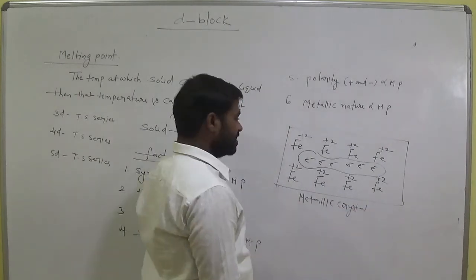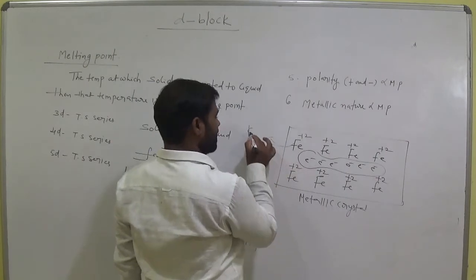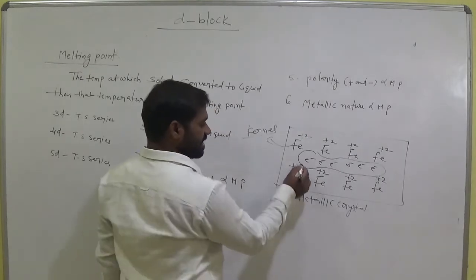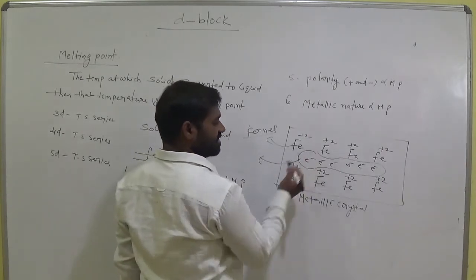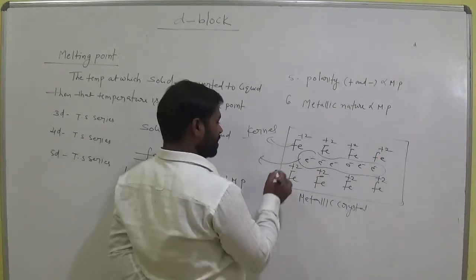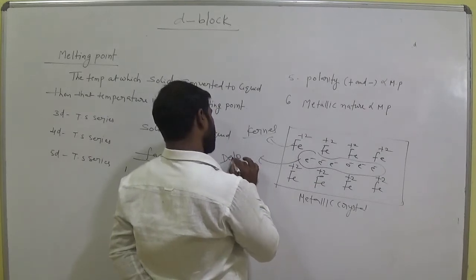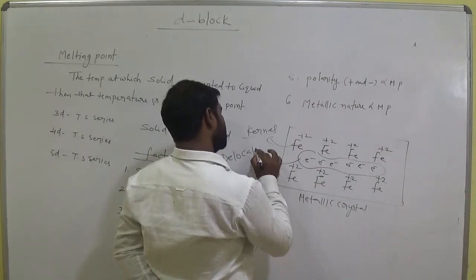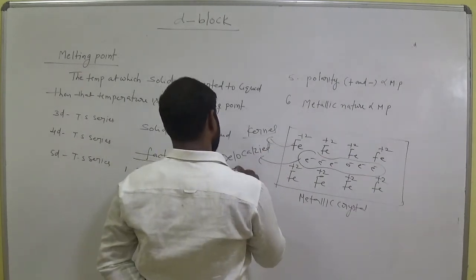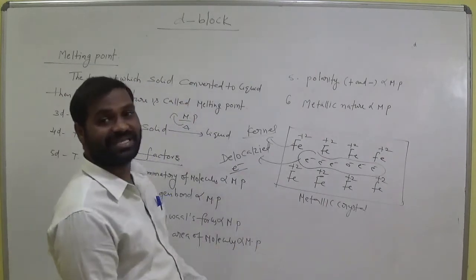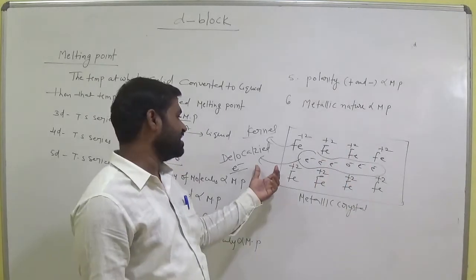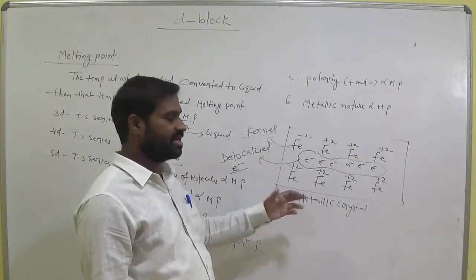crystal. So these positively charged iron ions are called kernel. Keep it in our mind. Kernel. These electrons are released by the iron atom. When iron loses 2 electrons, it acquires Fe plus 2. These are called delocalized electrons. Delocalized electrons means these electrons are freely available in the crystal. Keep it in our mind.